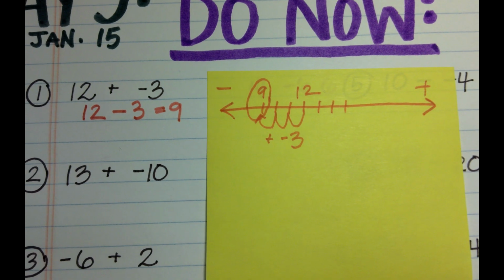Okay. Does that make sense to you if you got 15 instead of 9? Do you have any questions about that one? Okay. So this rule never changes. If you add a negative, you're just subtracting.